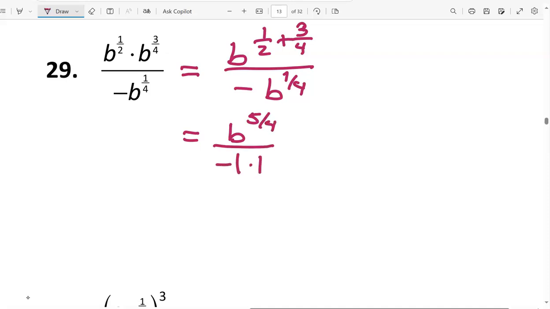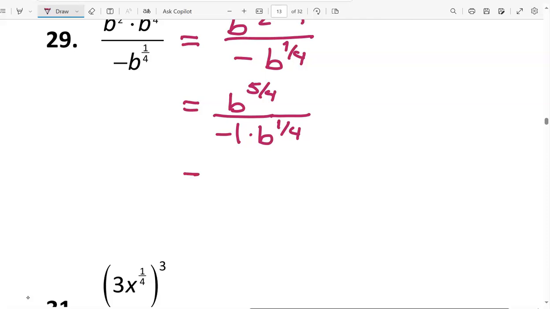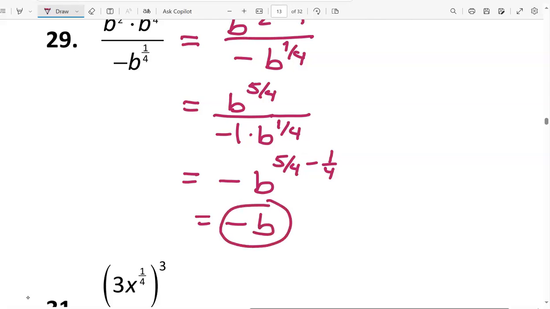And that negative b to the 1/4 on the bottom is really just a negative 1 times b to the 1/4. When we divide like bases, we just subtract their exponents. So we have b to the 5/4 minus 1/4, and 5/4 minus 1/4 is 4/4, which is 1. So now we just have negative b to the 1st power.